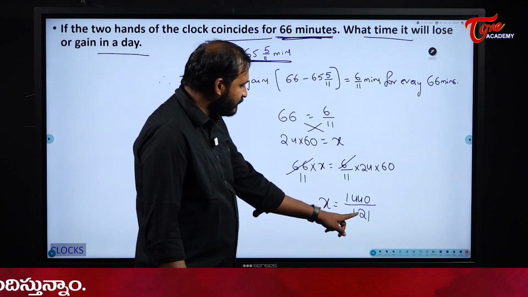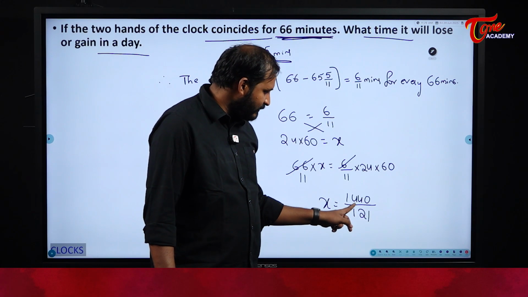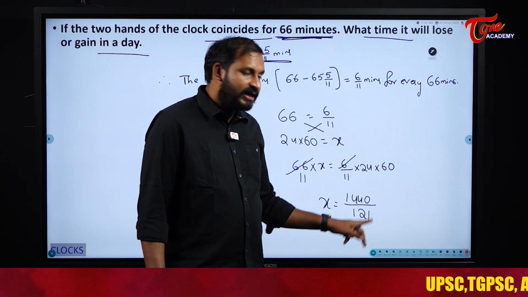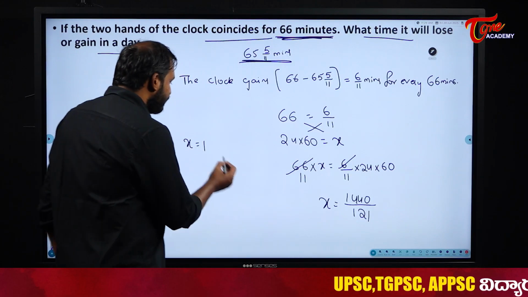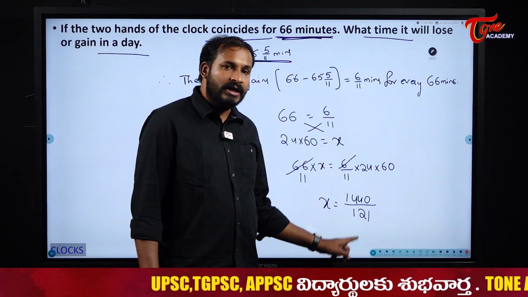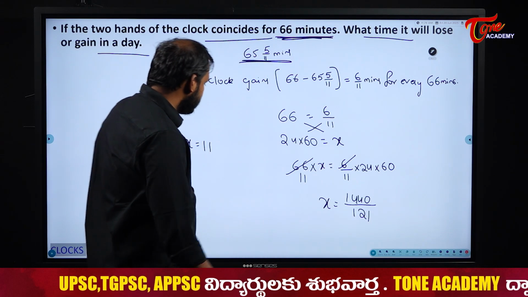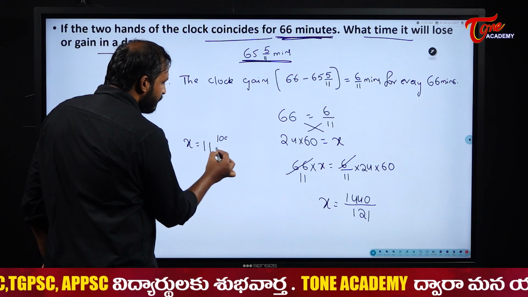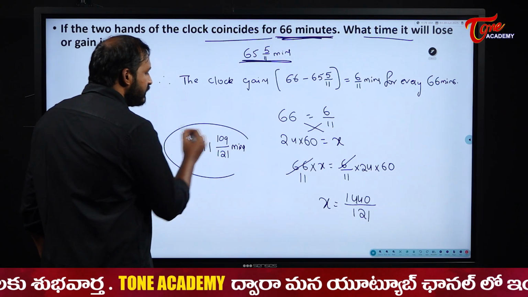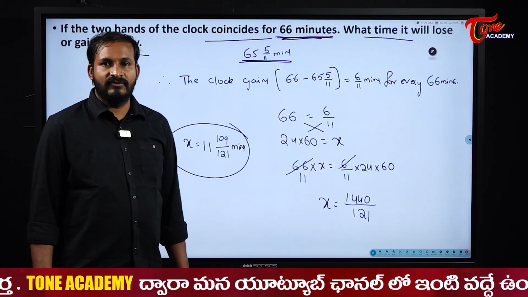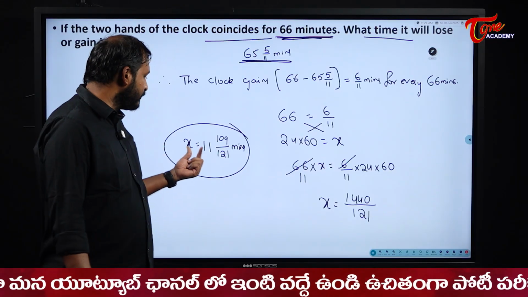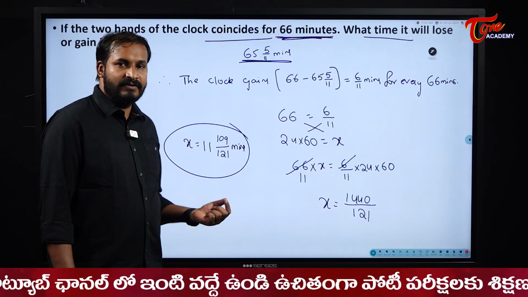So what will I be left with? After cancelling 121, I will be left with 230, right? 23 here and 0. Still I will be left with only 1. 230 minus 121, you will get what? 109. So 1 109 by 121 minutes. That means the watch is going to gain 1 109 by 121 minutes in a day.